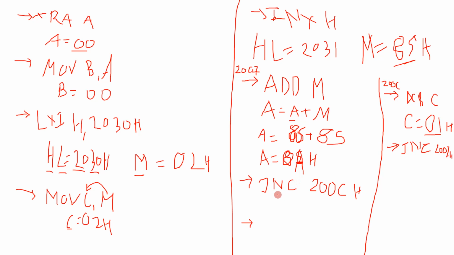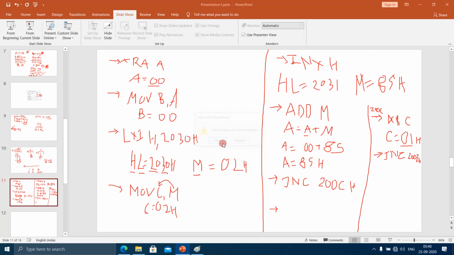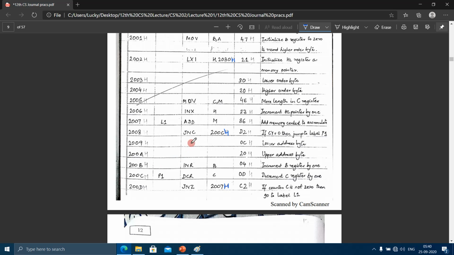Now we'll check the condition JNC. Jump on not carry. But we got the carry. Condition not satisfied. It was jumping only when there was no carry. But in this case, we got the carry. So the condition is not satisfied. So it will not jump to location 200C. It will execute the instruction soon after JNC. What is the instruction soon? Which instruction is there soon after JNC? INRB.